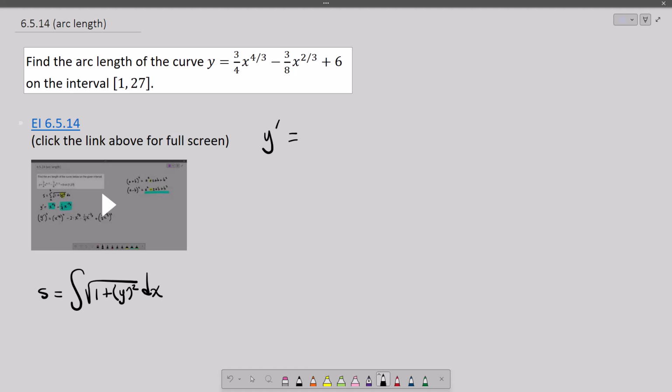So it's not a polynomial, but we differentiate it as if it is. I would use the power rule. So 4/3 comes down. 4/3 times 3/4 is 1. Those are reciprocals of each other. And then we subtract 1 from the exponent. We subtract 3 over 3, and we get x to the 1/3.